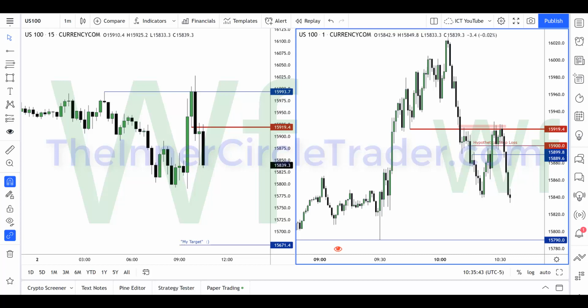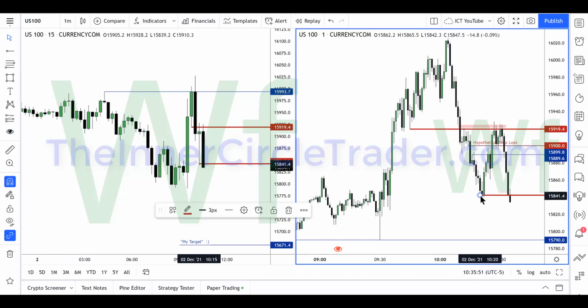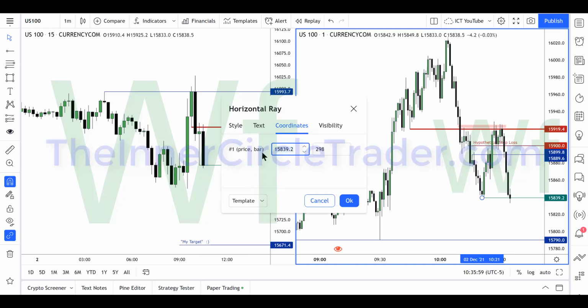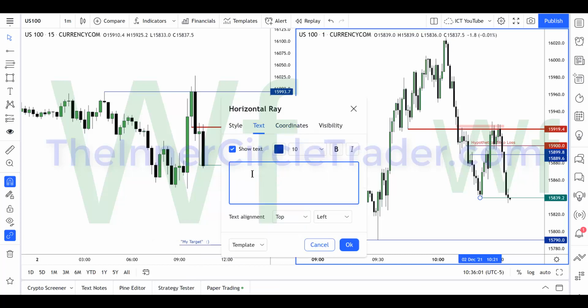So you would annotate your chart and show that this is a first partial. And this is how you would do it here. Let's draw a line here. Make it a little bit thinner. And then put a little annotation here.